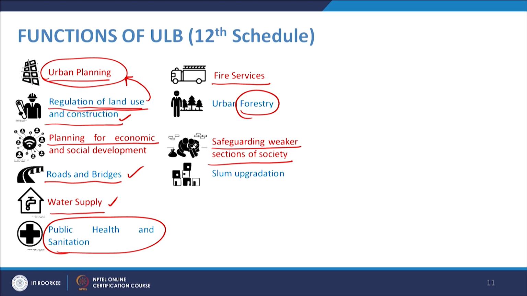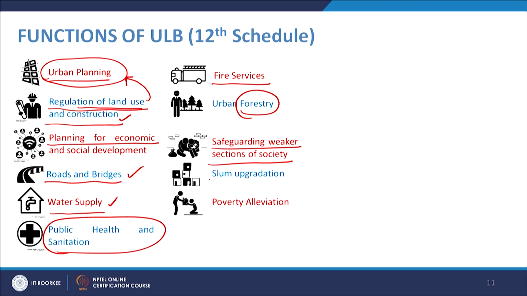Then slum upgradation. We know that almost 25 to 30% of the urban population are living in slum areas, shanty areas or as squatters. They are living in very poor conditions. To improve this, it is the job of urban local bodies to improve their condition through slum upgradation.